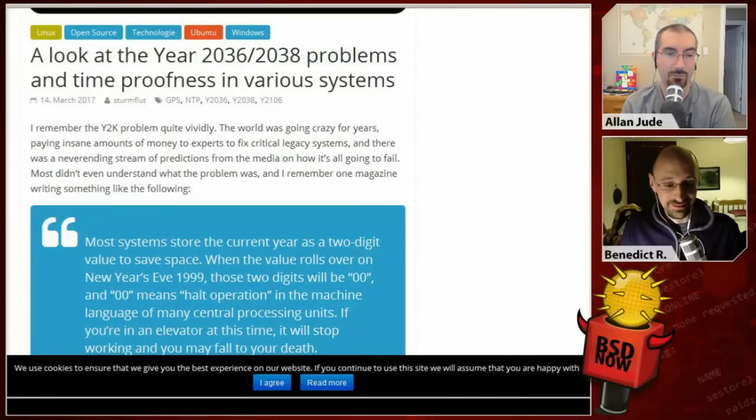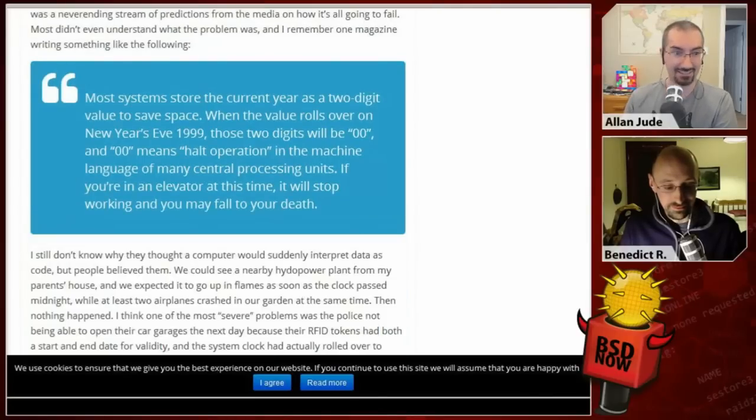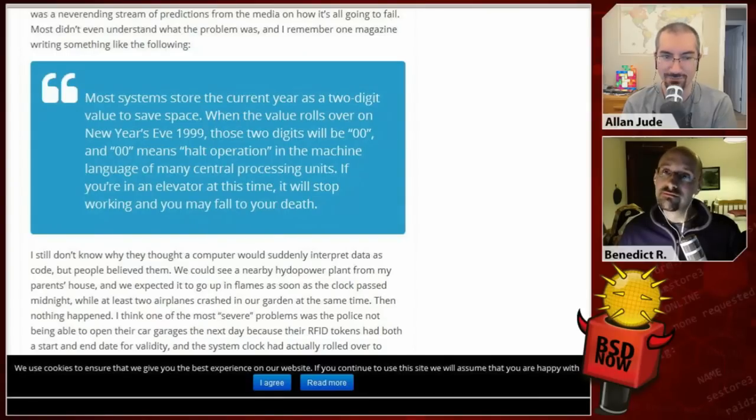Most don't even understand what the problem was. I remember one magazine that had the following excerpt. Doesn't say which one, but this one's scary how little people understand about computers. Most systems store the current year as a 2-digit value to save space. When the value rolls over on New Year's Eve 1999, those 2 digits will be 00. And 00 means the halt operation in machine language in many central processing units. If you're in an elevator at the time, it will stop working and you may fall to your death.